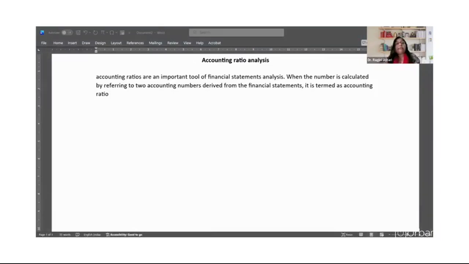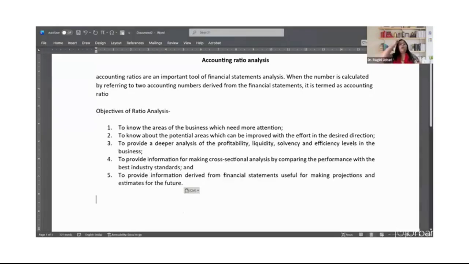Then, basis this, we can identify the main objectives of ratio analysis. The very first objective is to know the areas of business which need more attention. As I said, this is a very important management decision-making tool for the future performance of the company. So the first thing the company would like to know is which are its gray areas where it needs more attention, where it needs improvement. So this becomes the first objective of ratio analysis.